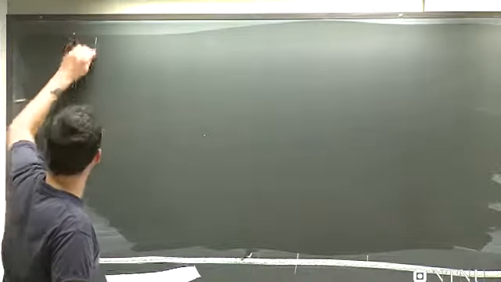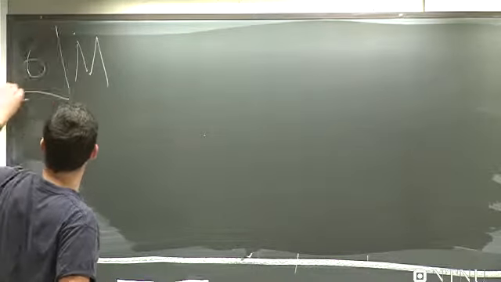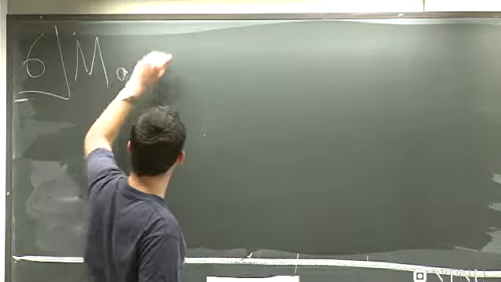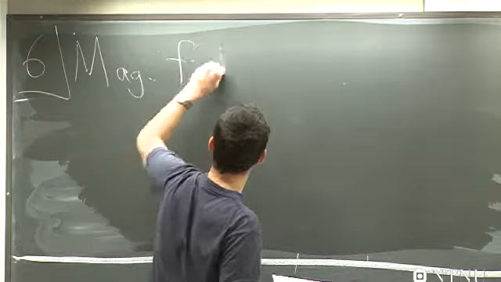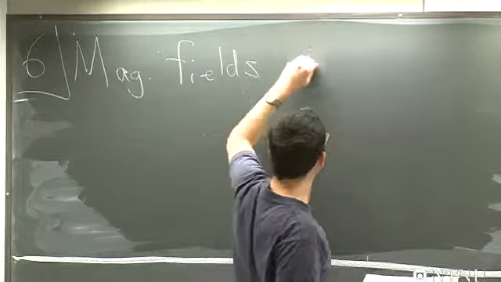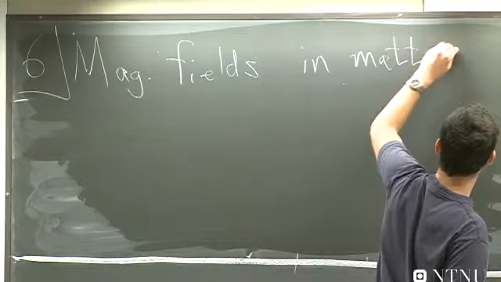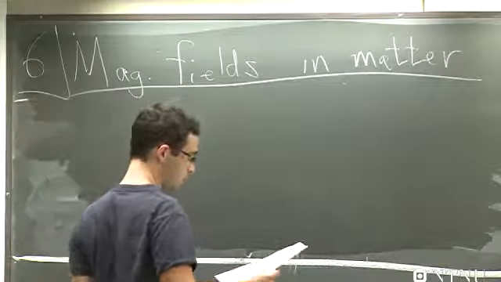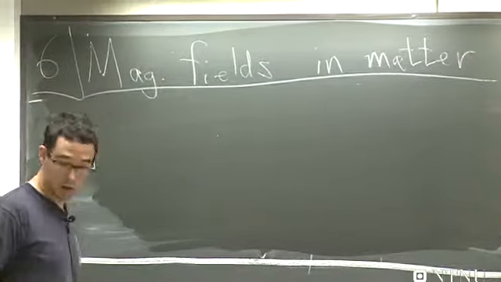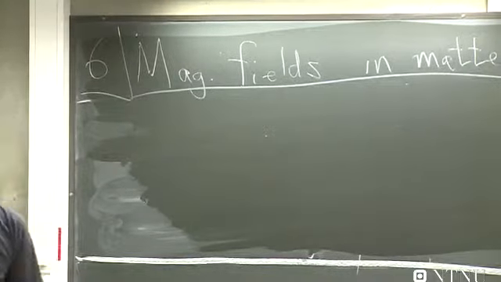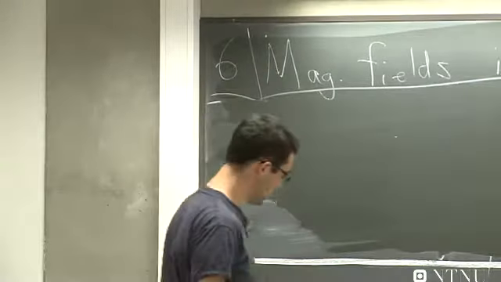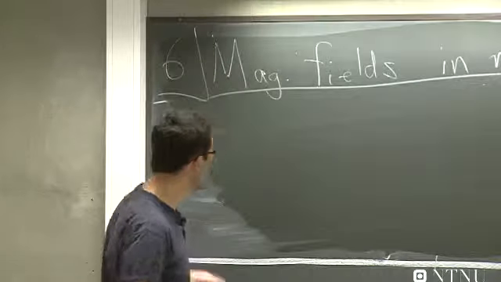Right, so let's skip to chapter 6, which is magnetic fields in matter. Basically, the magnetic phenomena are due to charges in motion, in some sense of the word.